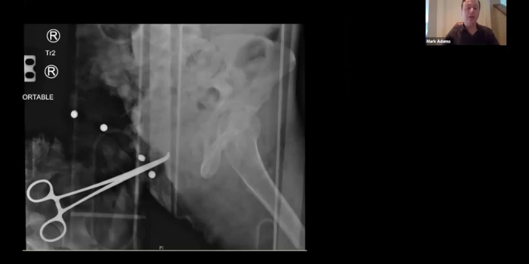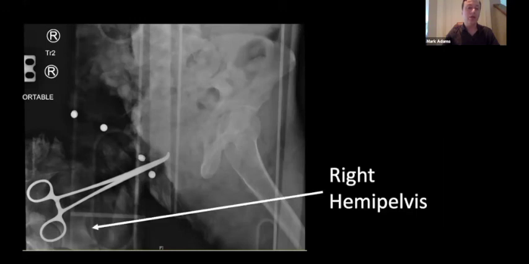Just to comment on the limits of our classifications. Here is this patient's right hemipelvis. Now, although it is true that this is a complete injury through the symphysis and SI joint, to characterize this as an APC 3 would be inadequate, to say the least.